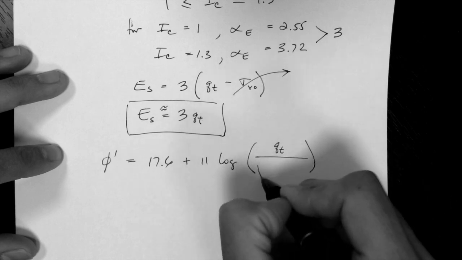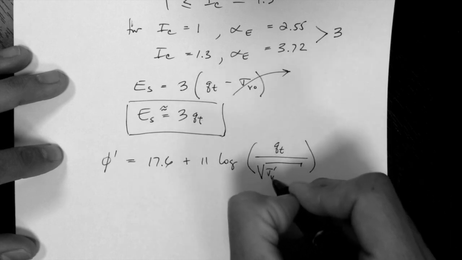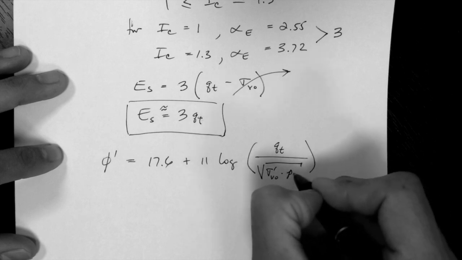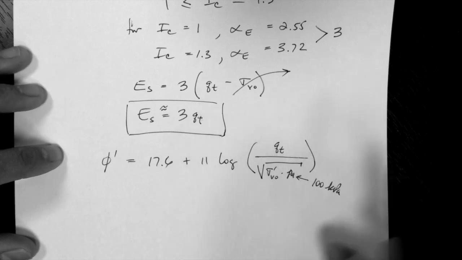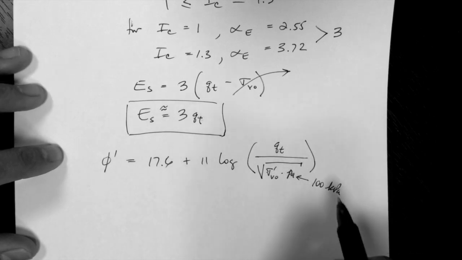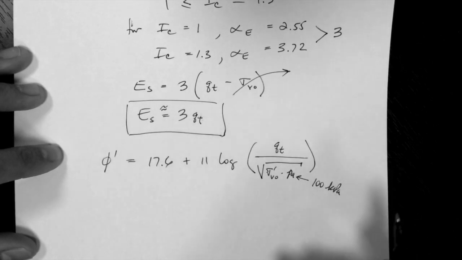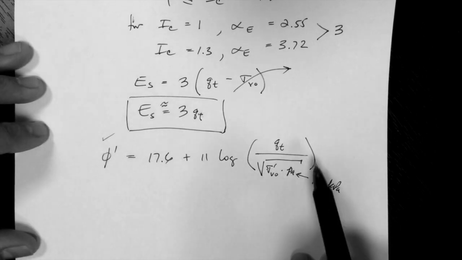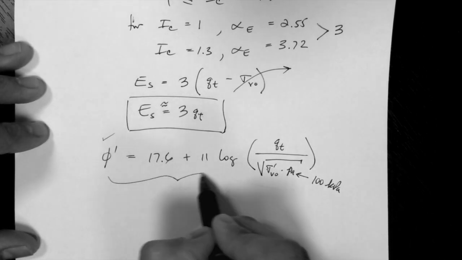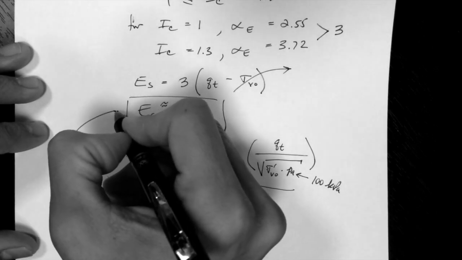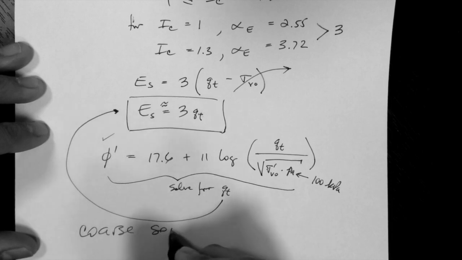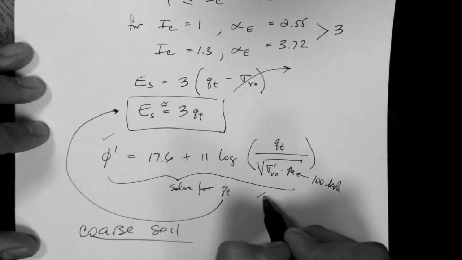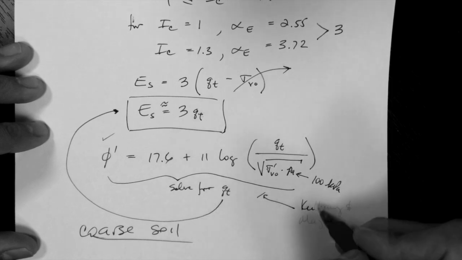QT over square root of sigma prime V naught times little pa. This is atmospheric pressure, 100 kPa. This is the corrected cone tip resistance. This is the effective vertical stress in the middle of the layer in question. Okay? And so what do you do? Well, if you have the phi, you can use this equation to back calculate QT, so that then you can get the modulus like this. Remember, this is for coarse soil. And just to finish off here, this equation is called Howie and Main, 1990.